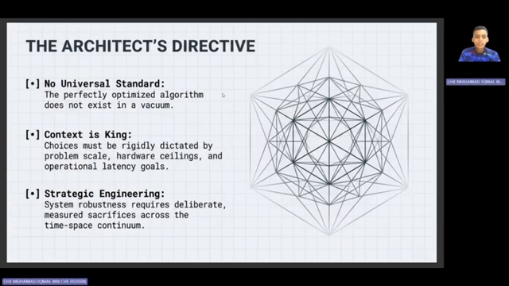Presentation script to conclude on slide 13, the architect's directive: there is no universally standard algorithm. Context is king, choices must be dictated by hardware constraints and latency goals. Strategy: engineering requires measured scalability across the time-space continuum.